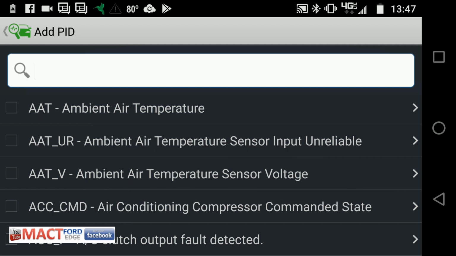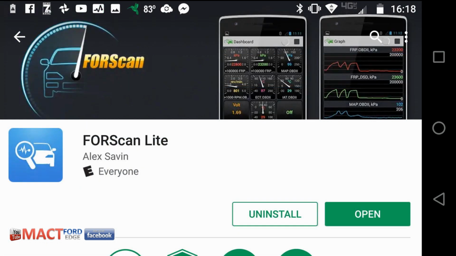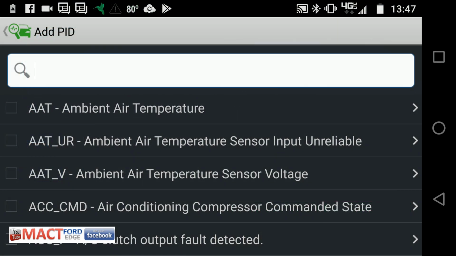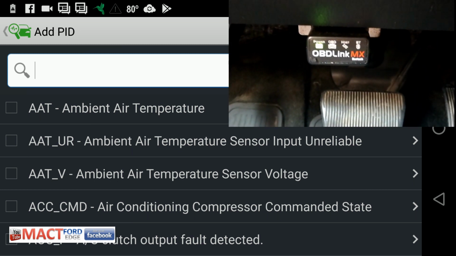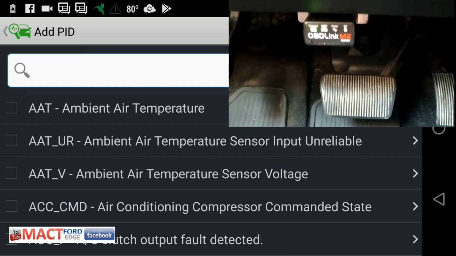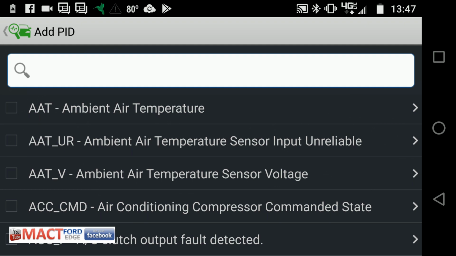Welcome, folks. Mac T here, and we're going to go over the Forscan Lite program that you can utilize within your smartphone. This will work generally with Androids and also with Apple phones, as long as you have the right device. As you can see in the picture, I have an OBD Lynx MX that I utilize. You can find more of these on MACTFORDEDGE.com with links to the various devices that I have used and recommend.